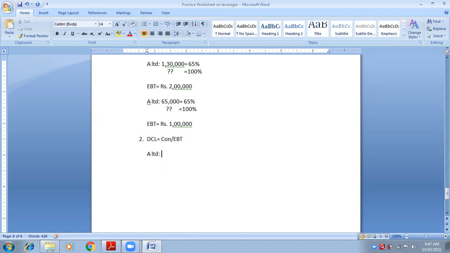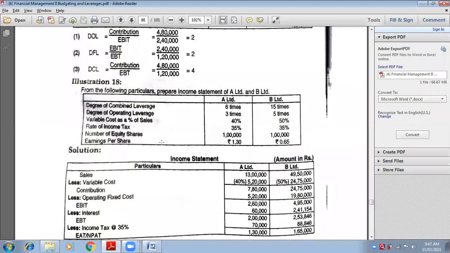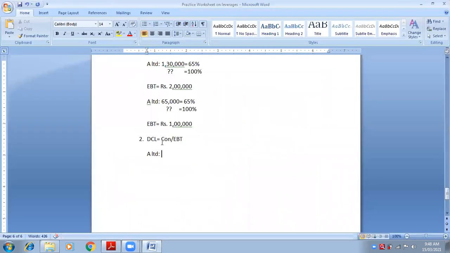Okay. Now, what is DCL? Come on, tell me quickly. What is DCL of A Limited? 6 times. Very good. 6 times is equal to contribution, which will be written the same because it is not available with us. But EBT is already available, we have just calculated it. See, EBT of A Limited is 2 lakhs. EBT of B Limited is 1 lakh. So what is EBT of A Limited? 2 lakhs. Now it can be easily calculated.